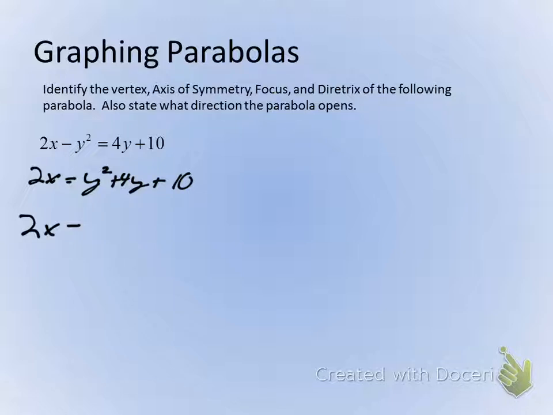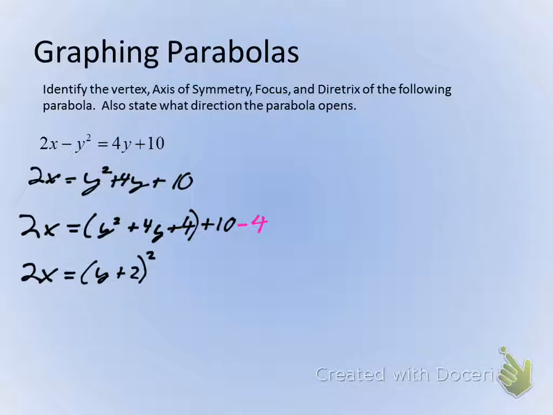which will give you 2x equals. Nothing to factor out, which is nice. y squared plus 4y. How do you do that again? Divide y's by 2, which is 2, and then square it to give you 4. Then plus 10 from the original, and balance that 4 you added in with a minus 4. Do your like terms there and factor. So 2x equals 2 times (y plus 2) squared plus 6.